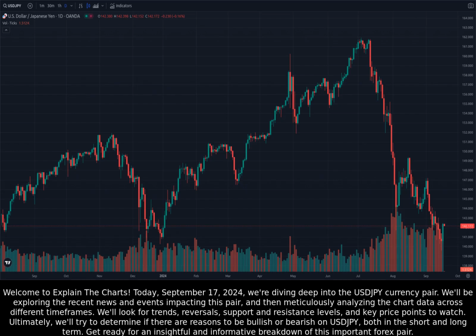Today, September 17th, 2024, we're diving deep into the USDJPY currency pair. We'll be exploring the recent news and events impacting this pair, and then meticulously analyzing the chart data across different timeframes. We'll look for trends, reversals, support and resistance levels, and key price points to watch. Ultimately, we'll try to determine if there are reasons to be bullish or bearish on USDJPY, both in the short and long term. Get ready for an insightful and informative breakdown of this important forex pair.